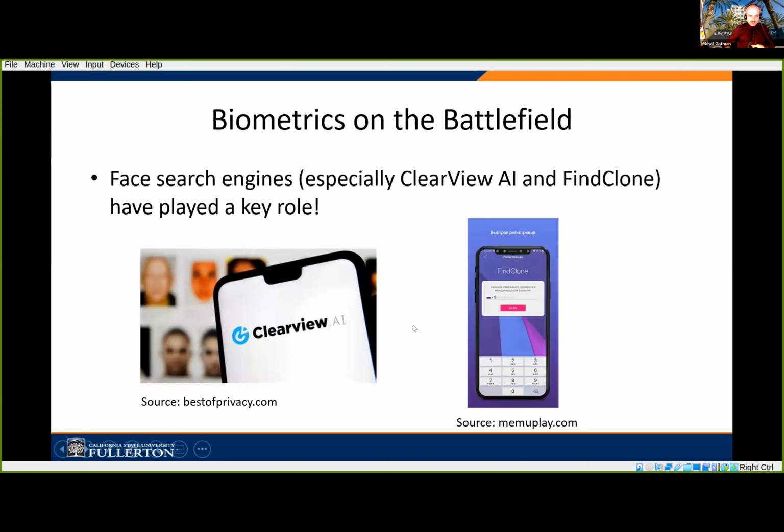So, one of the biggest uses of biometrics on the battlefield have been the face search engines, especially the Clearview face search engine and FindClone. The face search engines basically allow you to scan the face of an individual and then search social networks or databases for a matching face. The most popular face search engines have been Clearview and FindClone.